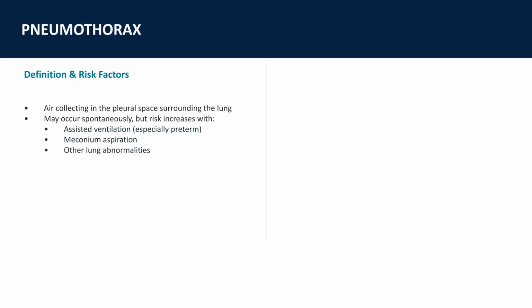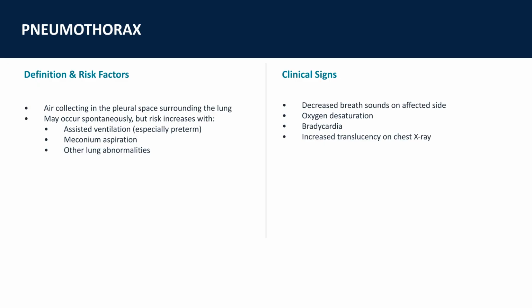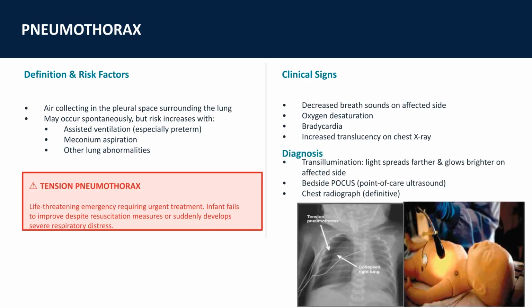Pneumothorax is air in the pleural space, often linked to assisted ventilation. Clinical signs include decreased breath sounds and bradycardia. Tension pneumothorax is a life-threatening emergency, causing sudden respiratory distress or failure to improve with resuscitation. Diagnosis often involves transillumination or a definitive chest X-ray.